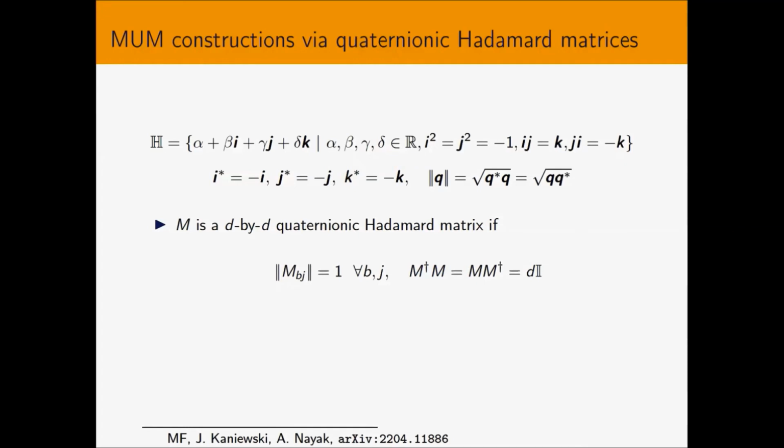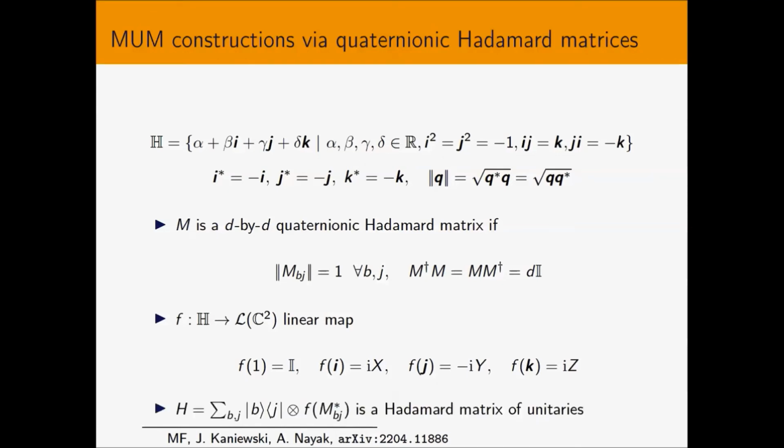Now, the reason why these can be used for constructing interesting MUMs is that two quaternions do not necessarily commute. And in fact, you can define a map from quaternions to linear operators on a two-dimensional Hilbert space. You take the linear extension of this map, and what you can show is that it has all the right properties. It defines an isometry on the right subalgebras, and if I have a quaternionic Hadamard matrix M and I define this Hadamard matrix of unitaries in this way, it will actually be a Hadamard matrix of unitaries. So whenever I have a quaternionic Hadamard matrix, I can map it to a Hadamard matrix of unitaries of size 2, right? With the Pauli matrices.